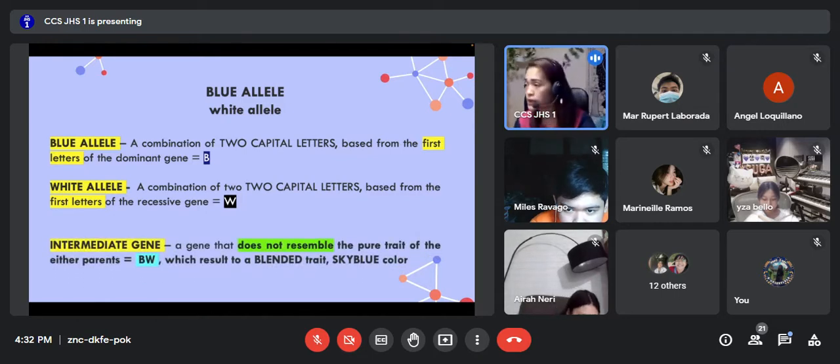Okay. So, that means if you see the letters B and W on the genotype, that means it does not resemble the pure dominant or homozygous dominant, and it will not resemble also the homozygous recessive or the pure recessive. Instead, it will result to a blended characteristic. So what's the color combination when you combine blue and white? Of course, you can describe it as sky blue or light blue.